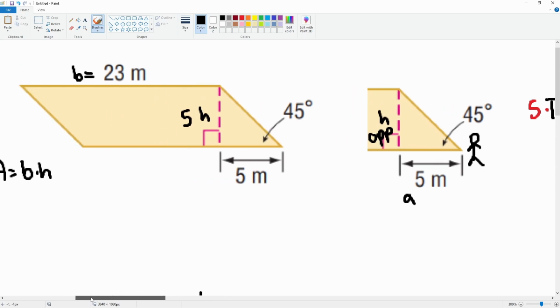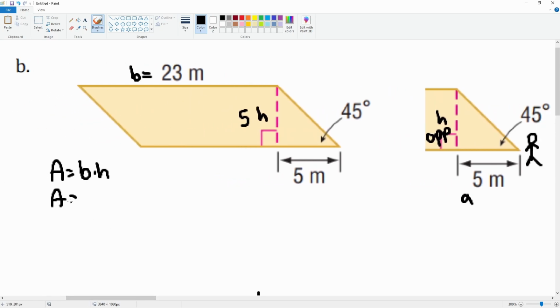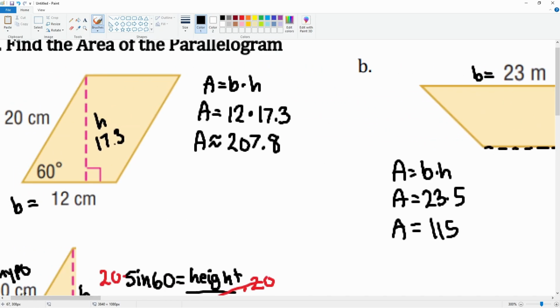Here we know that the base is 23 because the whole thing is 23. And the height is 5. So 23 times 5 is 115, and that would be the area. So there you go. That is how you find the area of a parallelogram.